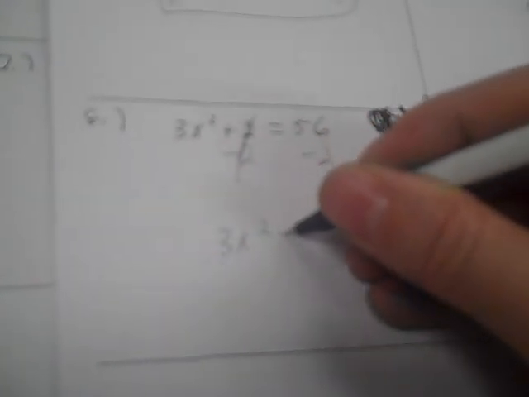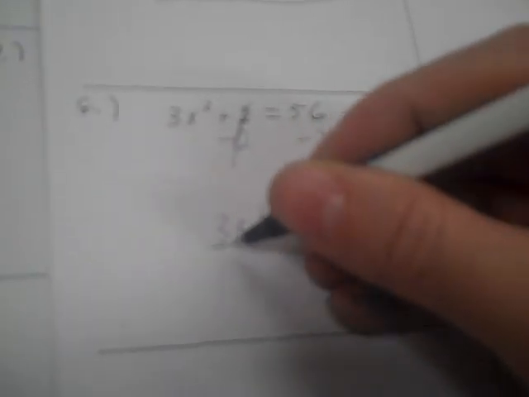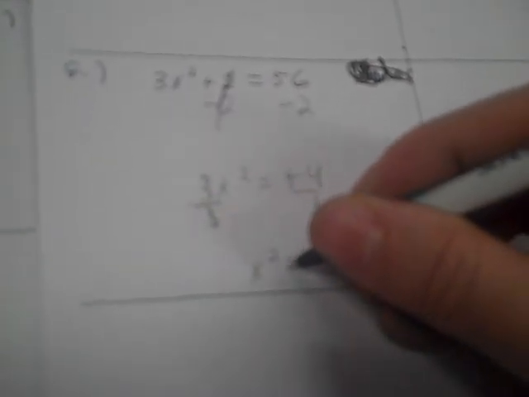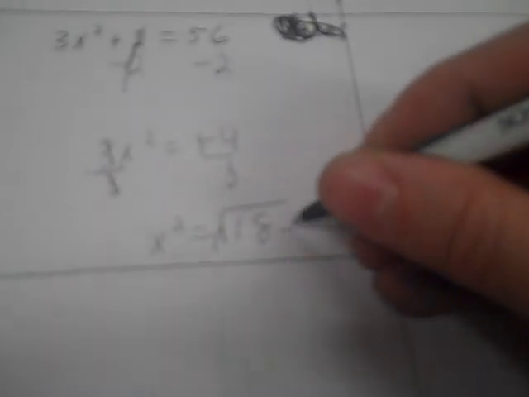3x to the second equals 54. Divide by 3. Divide by 3. Okay, so x to the second's 18. Great. Square root of 18. If you look on the board, 18 definitely not a perfect square, so I start dividing. I take 18 divided by 16, no dice. 18 divided by 9, yep. So I put the 9, 18 divided by 9 is 2. So 3 square root of 2.